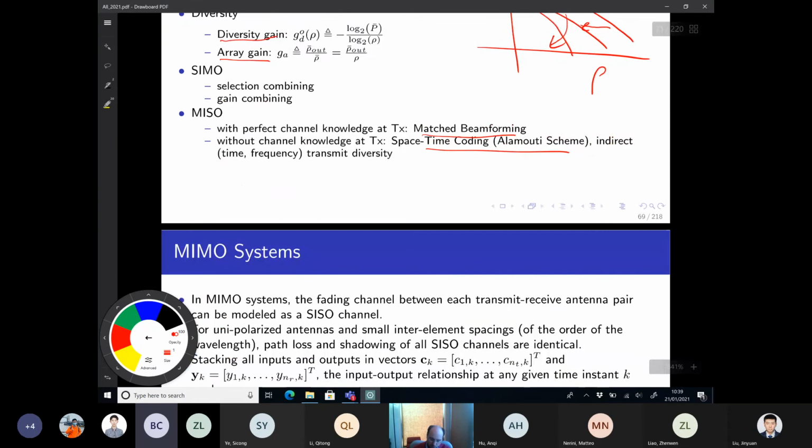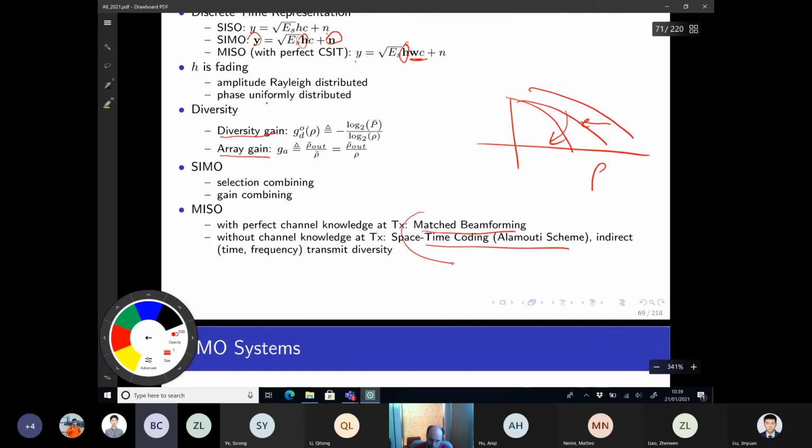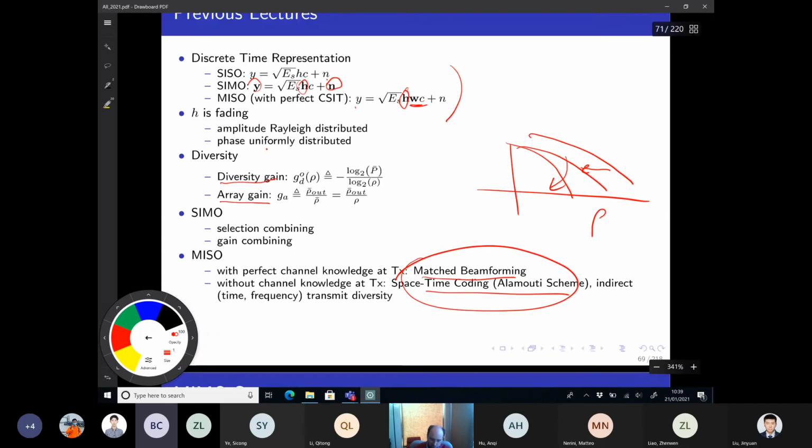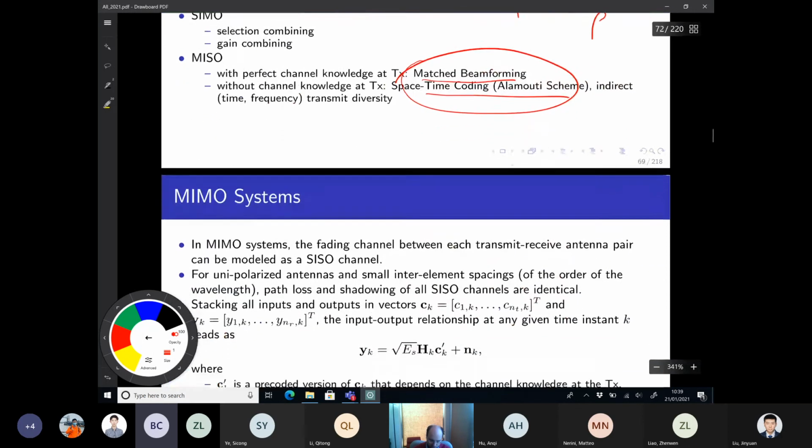Now, in the MIMO case, we will come back to all those notions and see what happens now when we have multiple receive antennas. So the first thing to do is to take this and generalize it to the case where we have multiple antennas at the transmitter and the receiver.